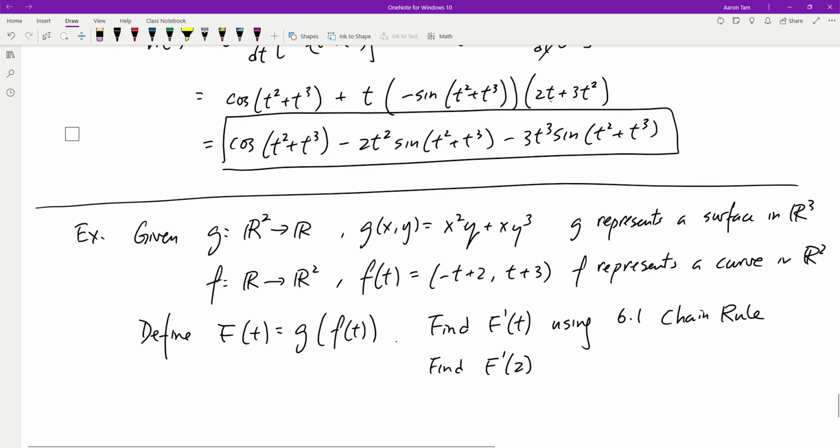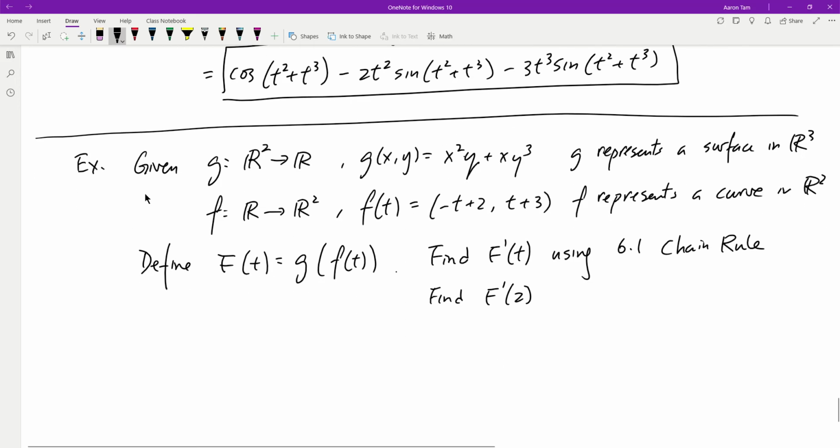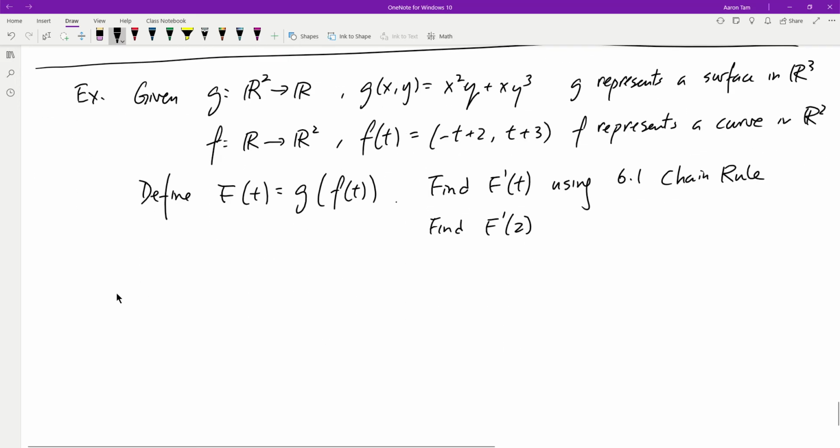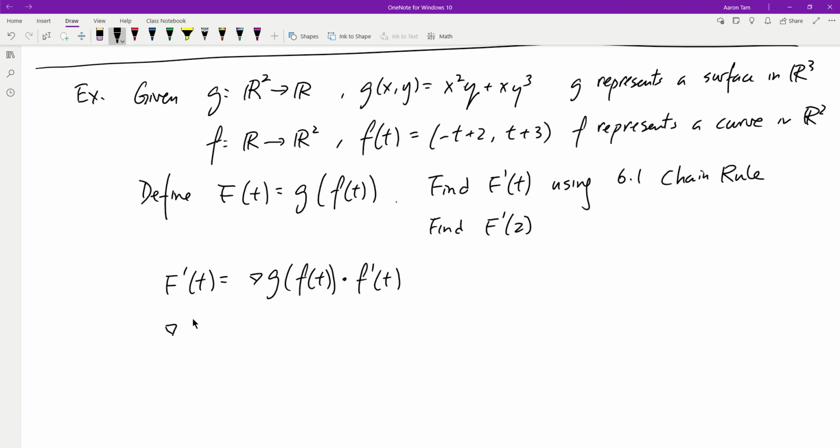After you find f prime of t. Okay? So let's go and do this. So let's try to find f prime first. So the way to do that is the following. To find f prime of t, that would basically mean gradient of g of f of t dot product f prime of t. So once again, it's just a matter of figuring out what those two things are and then do the dot product. So let's start with gradient of g.